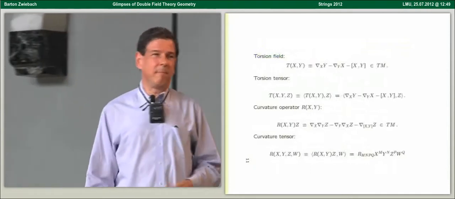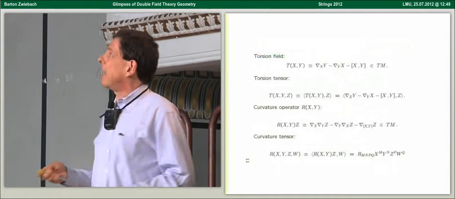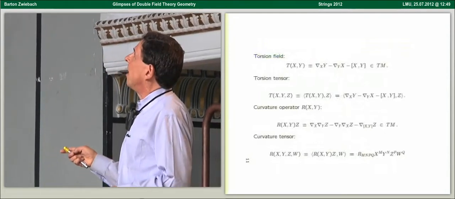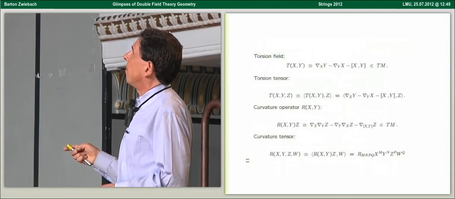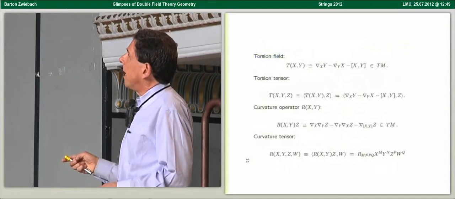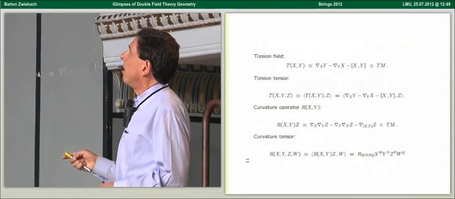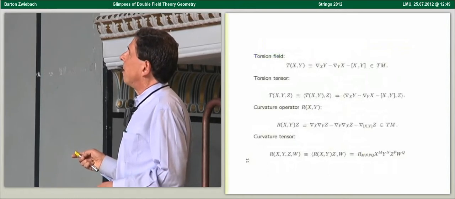So the way this is beautifully done in mathematics, the golden standard, is to define torsion by doing this operation, this covariant derivative minus the Lie bracket, and it's also a vector, or the torsion tensor, in which you use the inner product to obtain a 3-index object. This is just copied here.